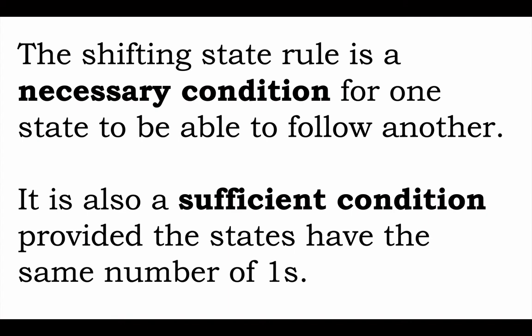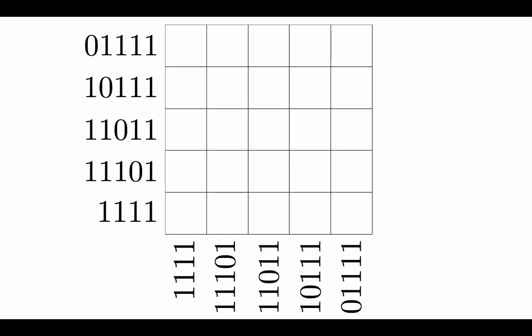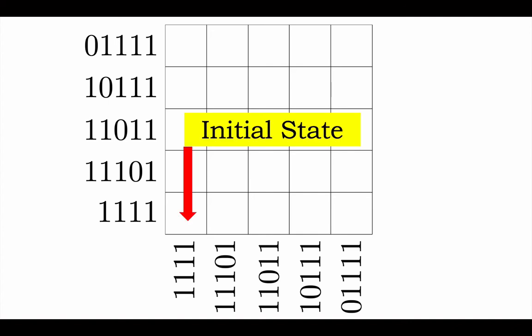Let's look at a way to represent the transition between states in a graphic manner. What I've done is I've put all of my states along the bottom, and I've put all my states along the left side as well, to help us understand when we can transition from one state to another. The ones along the bottom are going to be what we call our initial state.